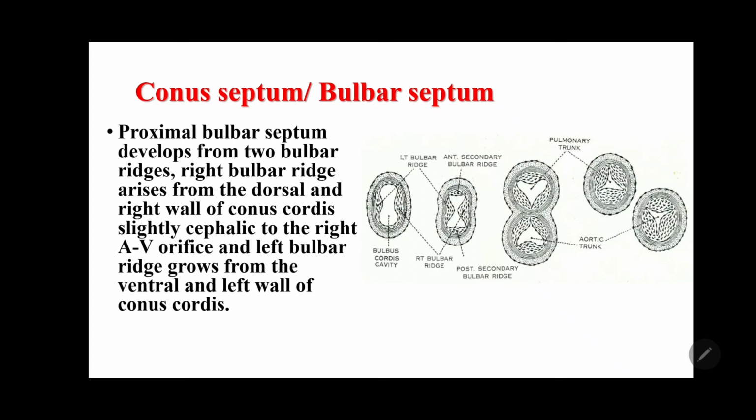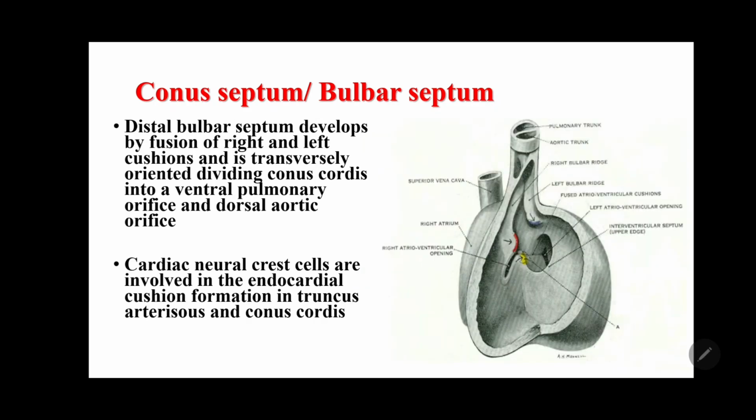In the formation of the aorticopulmonary septum, I told you, the caudal edge of the aorticopulmonary septum fuses with the bulbar septum. What is the bulbar septum? Where is it formed? The bulbar septum is formed by the two bulbar ridges, the right dorsal and left ventral bulbar ridges, like this. They are in line with the proximal portion of the aorticopulmonary septum. So they also help in the division of this conus cordis here.